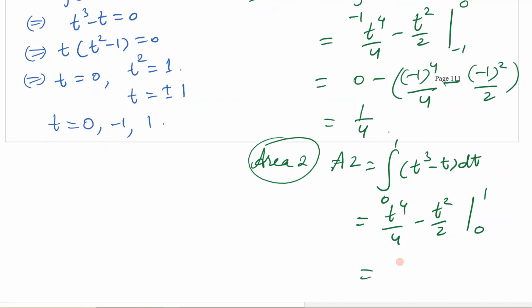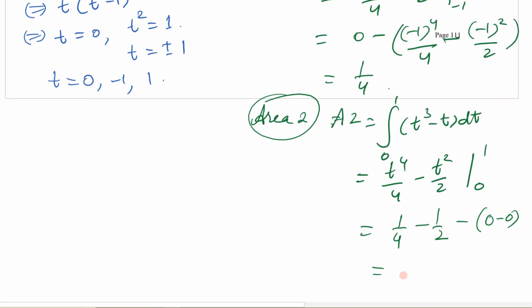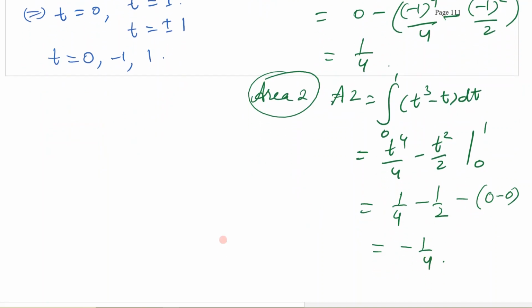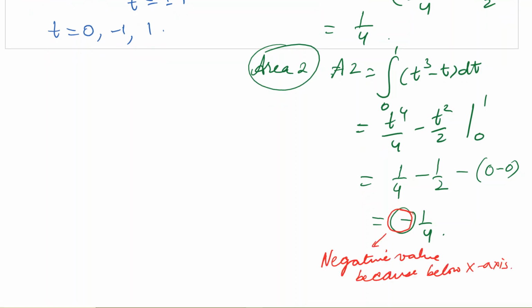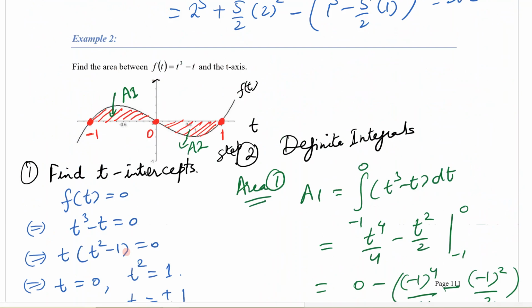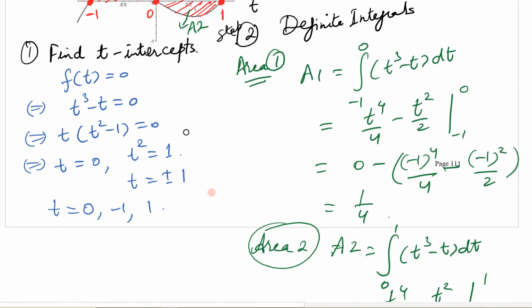So we get 1 raised to power 4 over 4, which is 1/4, minus 1/2, and then minus 0 minus 0. So overall we get -1/4 square units. In this case, this negative sign shows us that this is below the x-axis. In the end, when we are interested in the total area, we're just going to add the areas together.